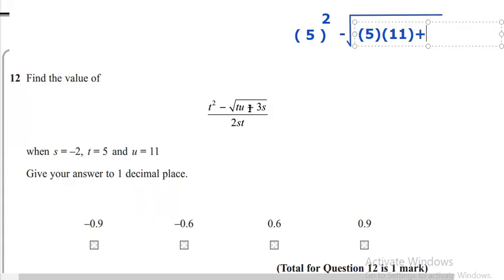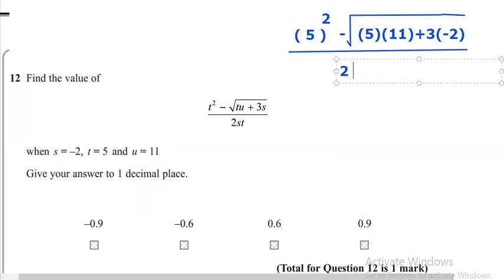And then plus, and then 3, and then s. As we said, variable, put bracket, s equals what? S equals -2, so put -2 here, and then close bracket like this. Okay. Make sure that you follow the right steps to do this because it's very important. Now let me elongate the square root because everything is under the square root. And then we have a fraction line, and then we have 2st. 2st means what? It means 2, and then bracket of the s, which equals -2, close bracket, and then the t equals 5, so bracket 5 bracket like this.